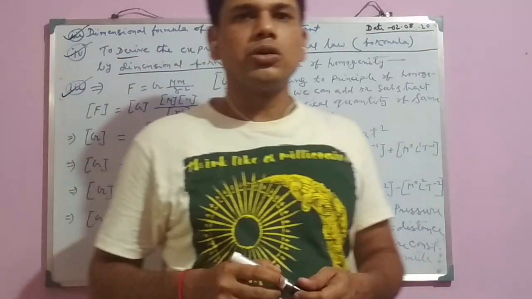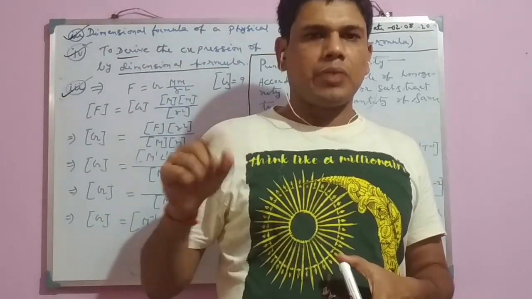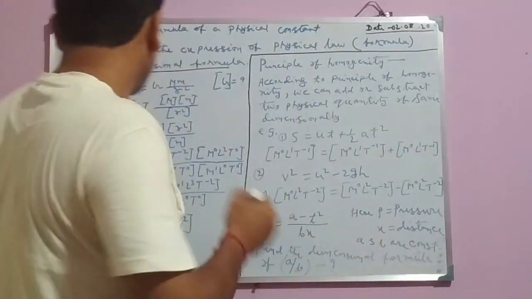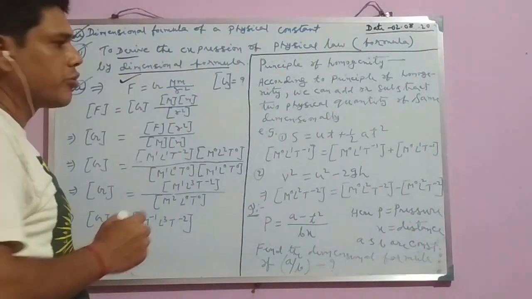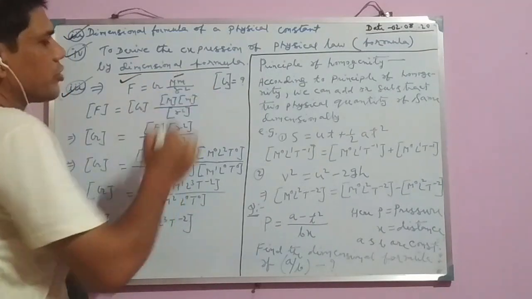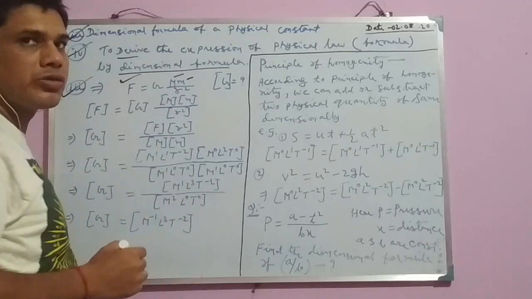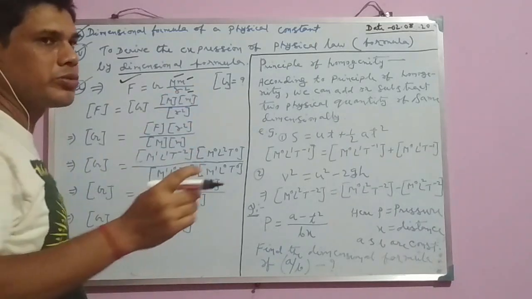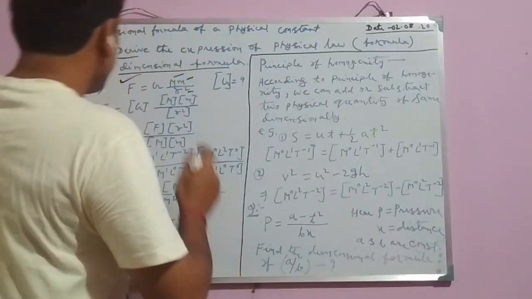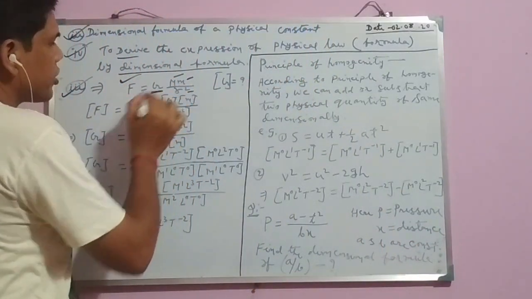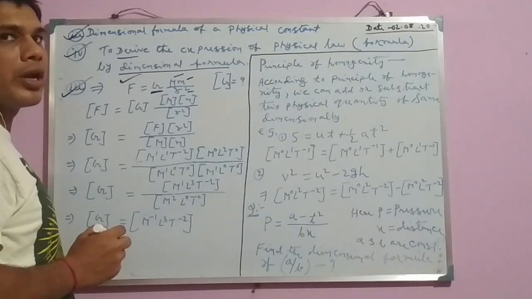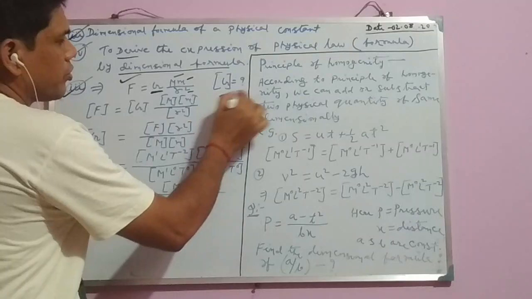take Newton's law of gravitation. We know F equals capital G, capital M small m by r square, where capital F is the gravitational force, G is the universal gravitational constant, capital M is the mass of the earth, small m is the mass of the object, and r is the distance between the mass of the earth and the object. Now we want to find the dimensional formula of this physical constant capital G by dimensional analysis.